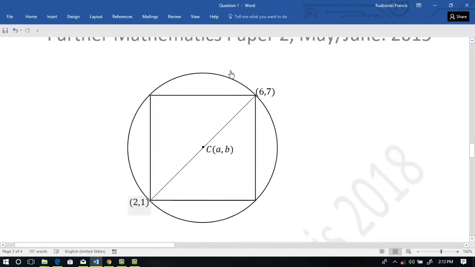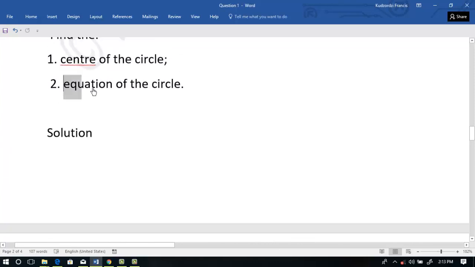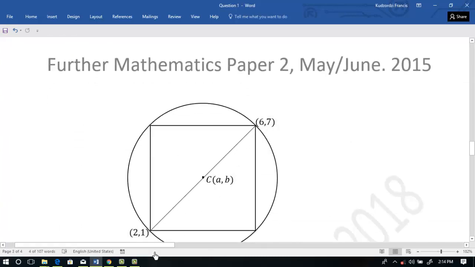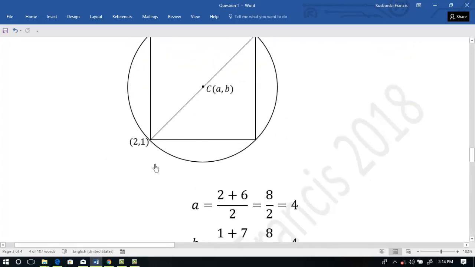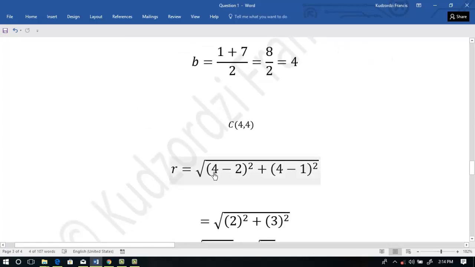We can use the center with any of these points to find the radius, because to find the equation of the circle, we need a center and a radius, or 3 points on the circle. But now we know only 2 points on the circle, so we need to find the radius. The distance between the center and any point can be found using the distance formula. So we have the radius equal to 4 minus 2 all squared plus 4 minus 1 all squared.